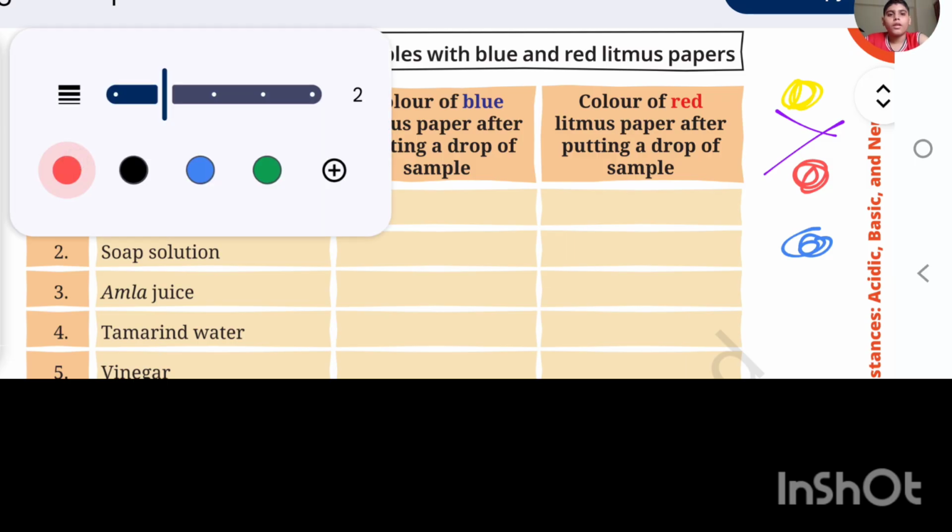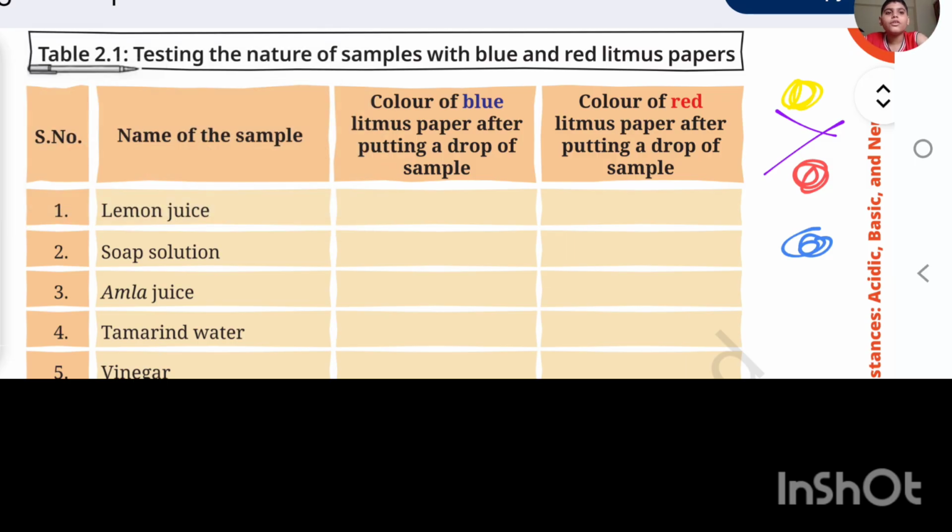So, I will do just a tick mark there. Okay, or I will put a slash or tick mark. No, slash is okay. So lemon juice, blue will change to red because it is acidic. Acid. Wait. Yes, acid only. So it is acid.